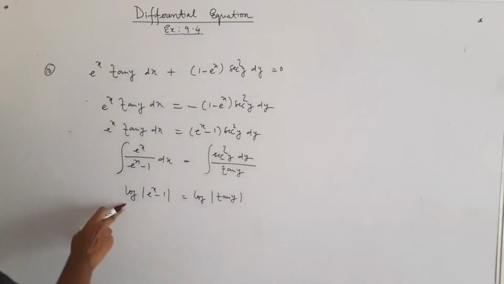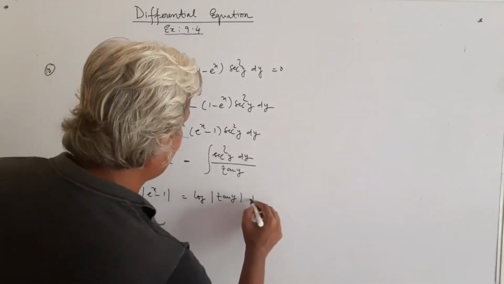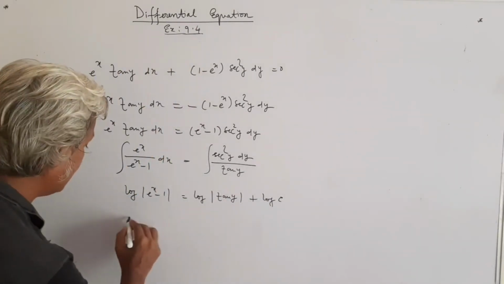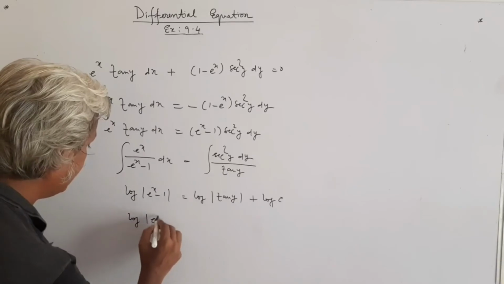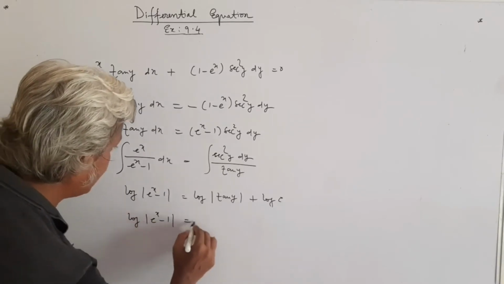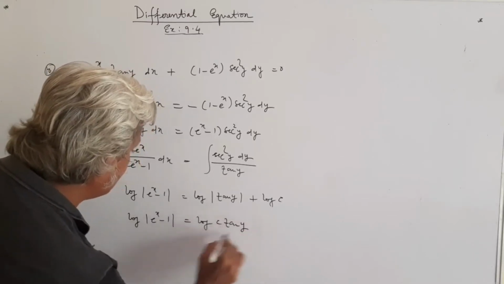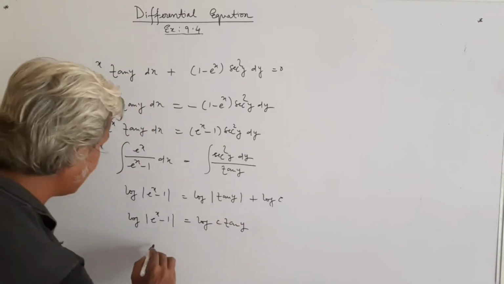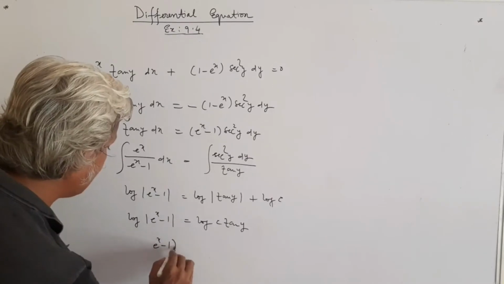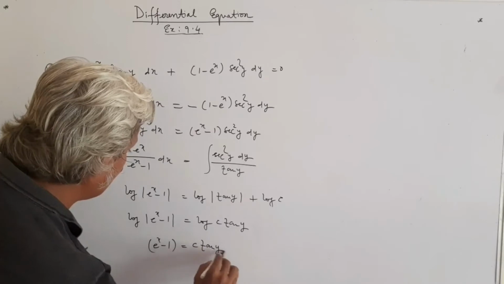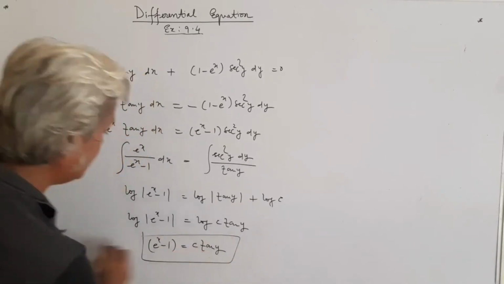So you can also write this directly as log mod tan y. Now this is log, this is log, so I would like to introduce my constant also as log. So this becomes log e to the power x minus 1 is log c tan y. So on taking the anti-log, what I get? E to the power x minus 1 as c tan y. This is my final answer.